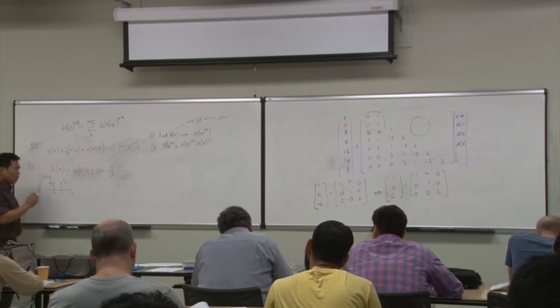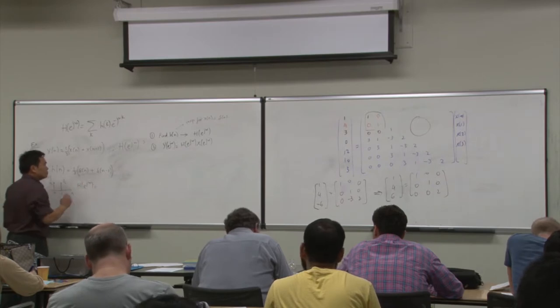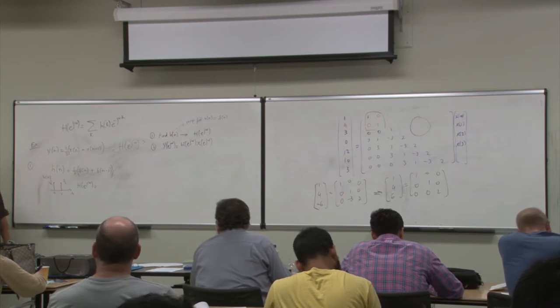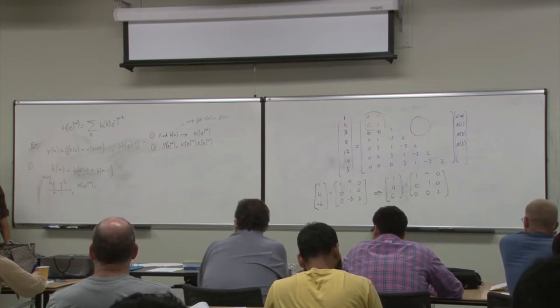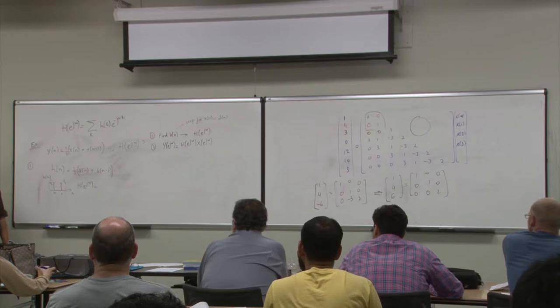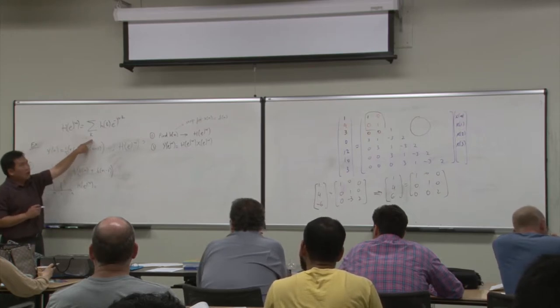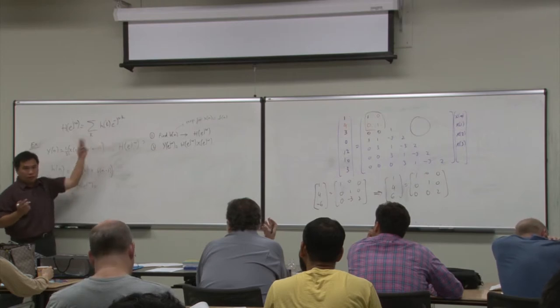Okay? Now, what would be H of e to the j omega? So that's your impulse response. We plug in the formulation there. How many terms do I have? That summation in k, how many k do I have that are non-zero? Two. So I have, again, two terms, right?